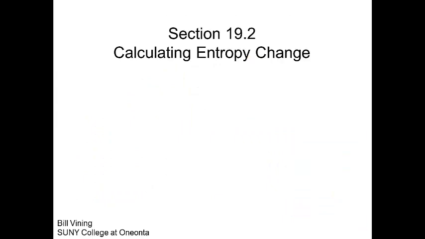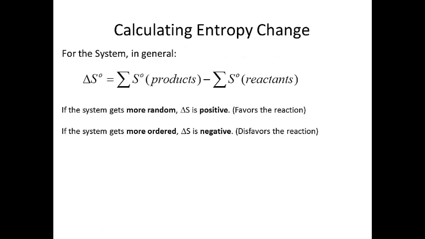We now move on to section 19.2, which is how we do calculations of entropy change. In general, the change for entropy is very much like the change for enthalpy. It's the change in that state of that property, entropy, between the products and the reactants. And so an entropy change is generally given by the sum of the entropies of the products, the final state, minus the sum of the entropies of the reactants, the initial state. So going from final minus initial gives you the change in entropy. If the system gets more random, more freedom of movement, then delta S is positive, and that favors the reaction. If the system gets more ordered, that's less freedom of movement, then delta S is negative, and that disfavors the reaction.